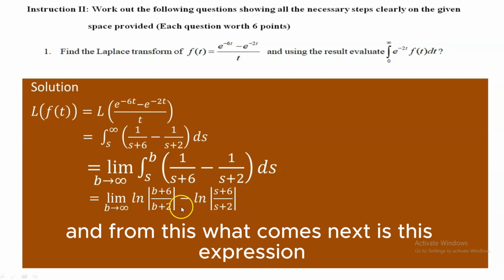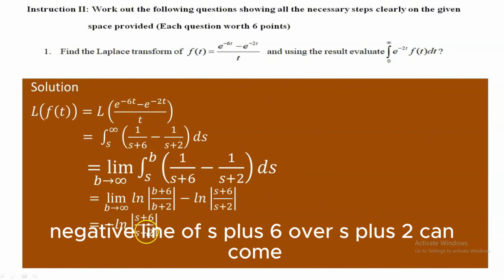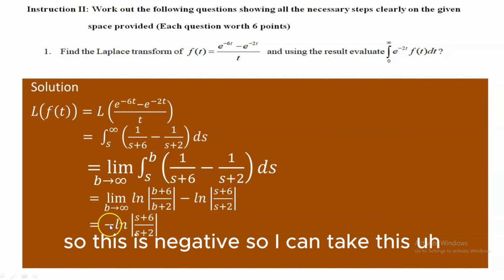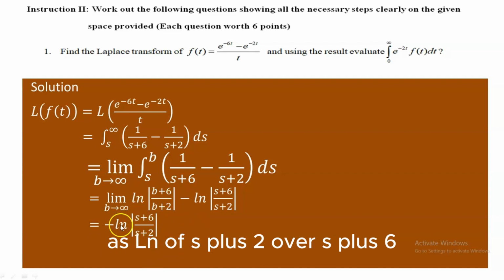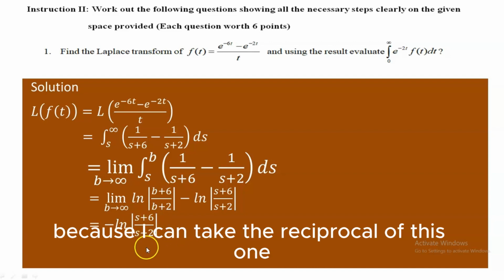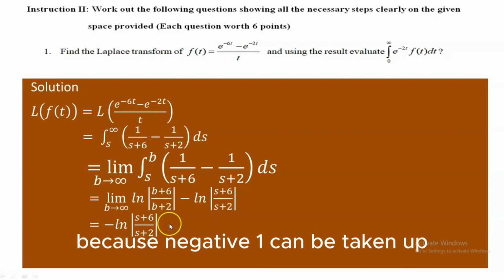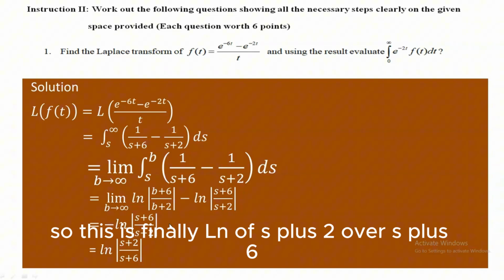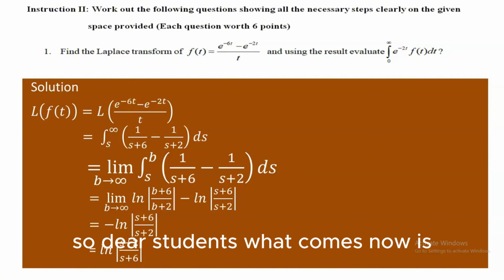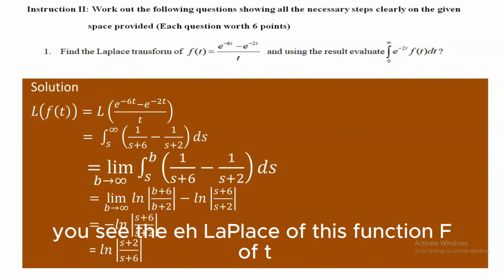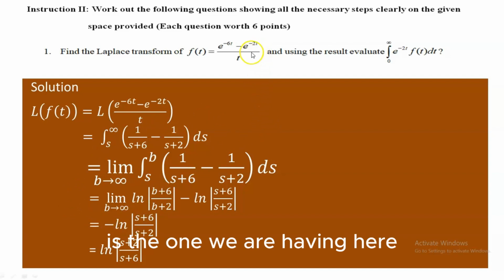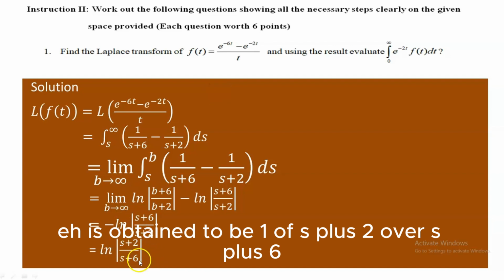And from this, what comes next is this expression, negative ln of s plus 6 over s plus 2. So this is negative, so I can take this as ln of s plus 2 over s plus 6, because I can take the reciprocal, since negative 1 can be taken up. So this is finally ln of s plus 2 over s plus 6. So dear students, the Laplace of this function f of t is obtained to be ln of s plus 2 over s plus 6.